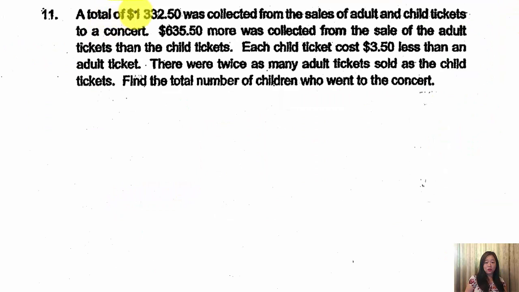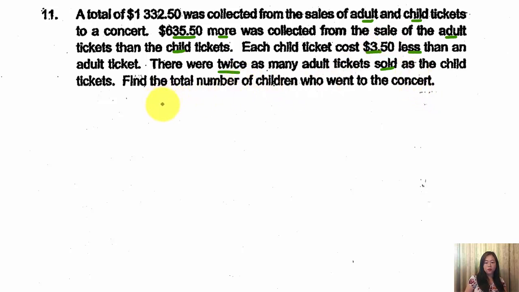Question 11. A total of $1332.50 was collected from the sale of adults' and children's tickets to a concert. $635.50 more was collected from the sales of the adults' tickets than the children's tickets. Each child ticket cost $3.50 less than an adult's ticket. There were twice as many adult tickets sold as children's tickets. Find the total number of children who went to the concert.